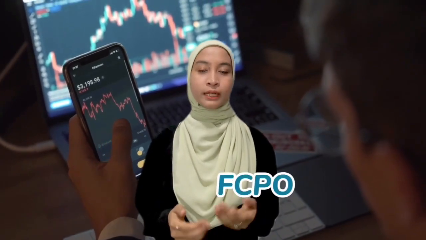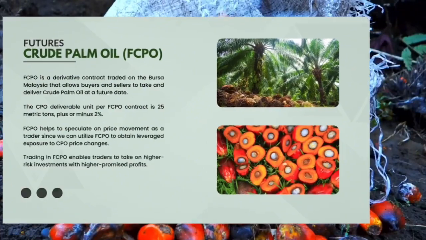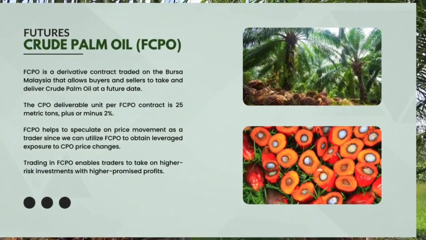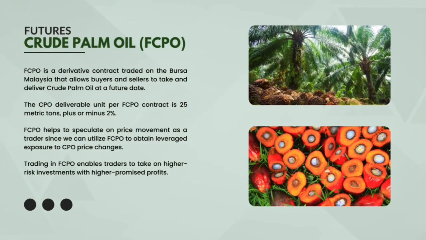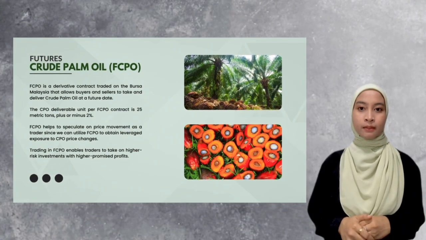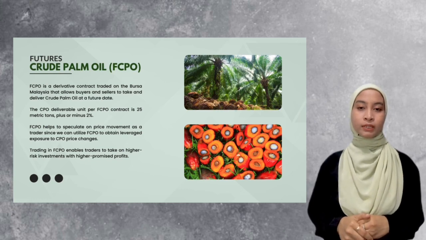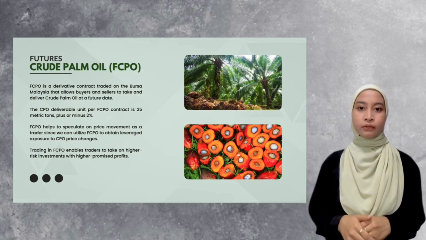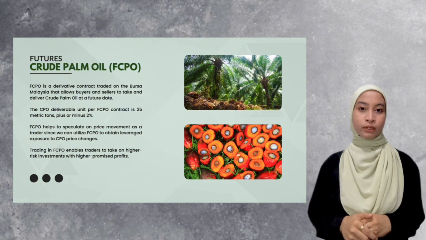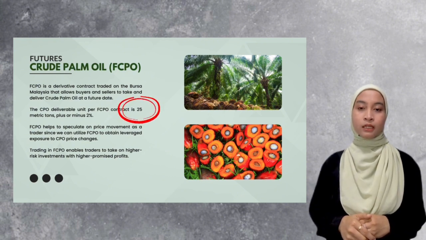In our simulation, we have traded two futures contracts, which are FCPO and FKLI. For the FCPO crude palm oil futures, it is a derivative contract traded on Bursa Malaysia that allows buyer and seller to take and deliver crude palm oil at a future date. It is a physical settle contract, which means that upon the contract expiration, the buyer and seller must take and deliver the physical CPO. The CPO deliverable unit per FCPO contract is 25 metric tons plus or minus 2%.